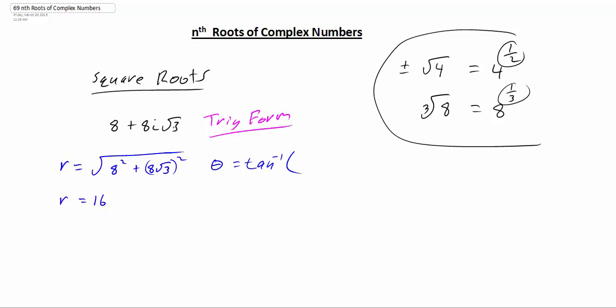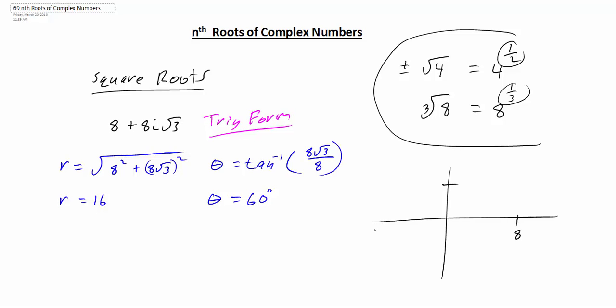Then if we're looking for the angle theta, we simply take the inverse tangent of 8 square root of 3 over 8. We could put this into the calculator, and if you're in degree mode, the inverse tangent is going to give you an angle of 60 degrees. So therefore we have the r and we have the angle. Now let's make sure that this is the correct angle. Where is this number, 8 plus 8i square root of 3, located? Well, you go over 8 and then up 8 square root of 3. That tells us our number is in the first quadrant.